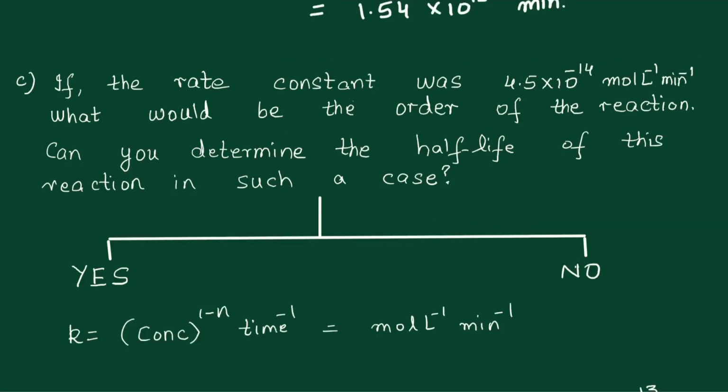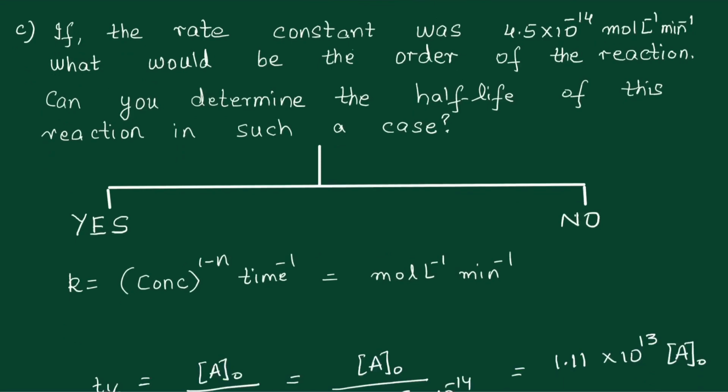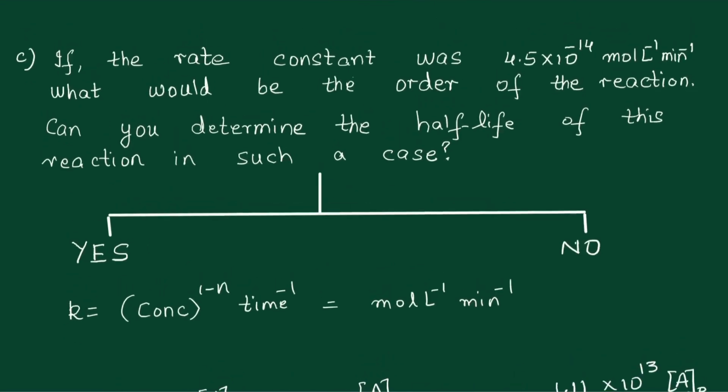Now for the unit of the rate constant, look at the unit of the rate constant. It's moles per liter per minute. Now how had we defined the unit of K, the rate constant, as concentration to the power 1 minus n per time. So I'm going to equate the 2 sides. What will happen? My per time is the same. I'm left with mole per liter.